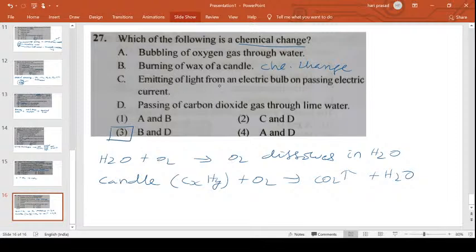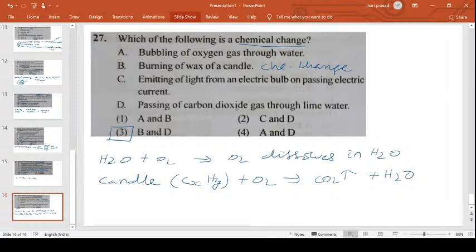Next, emitting of light from an electric bulb on passing electric current. You are passing current, the electric bulb is glowing. After switching off, there is no change in the bulb. Here one form of energy is converted into another form: electrical energy is converted into heat energy and light energy, that's all.